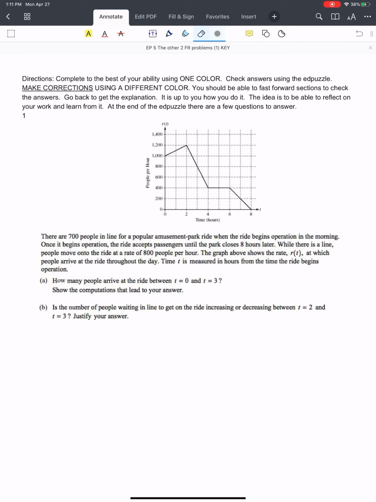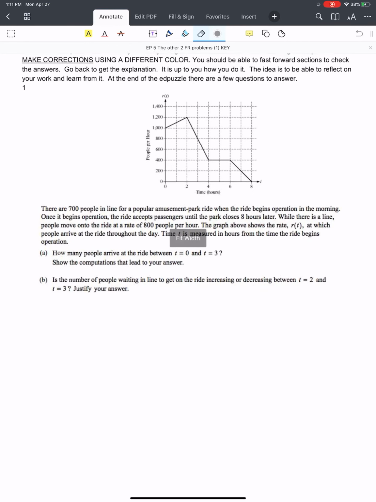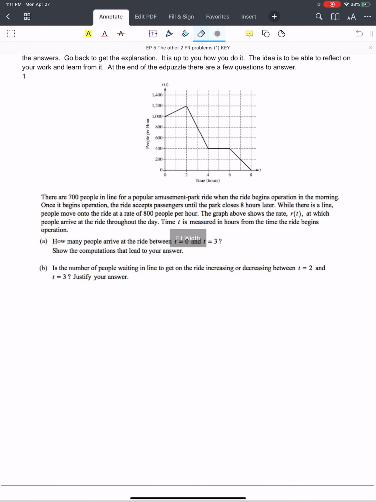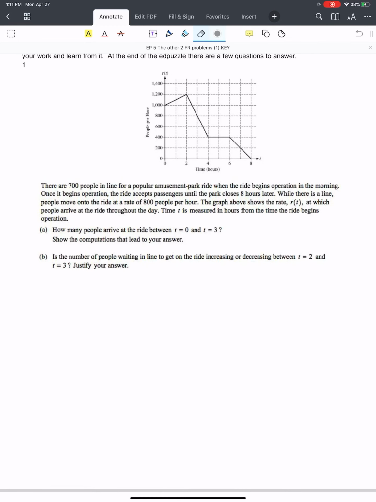Hi everybody, now we're on the next set of questions. This would be for EP5 group of questions. And what we're working on here, so be ready to make your corrections with a different color and see how you did. So if you go through this A over here, I'm assuming you read the question okay already?